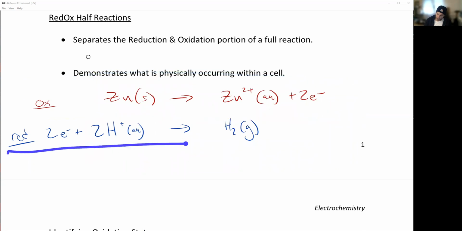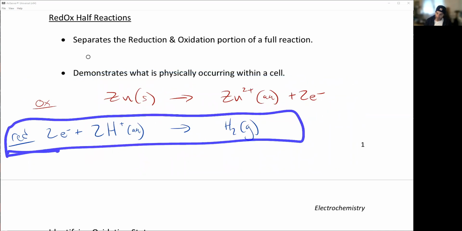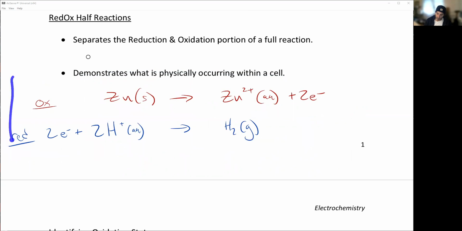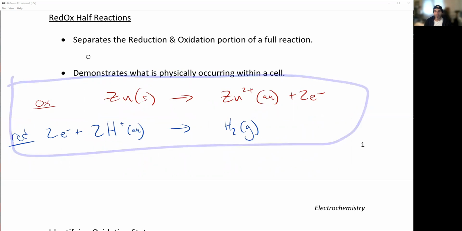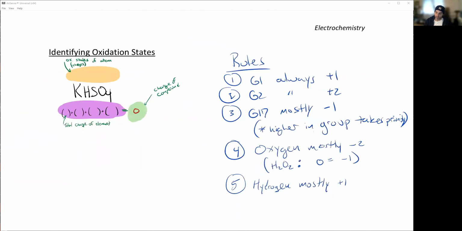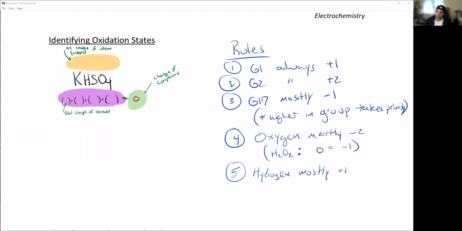And this is the reduction half reaction. We have to make sure it's balanced with charge, and we usually use electrons to balance the charge, but we're going to talk about that. But we can break it into half reactions, or both halves, the oxidation half and the reduction half. Okay. In order to identify oxidation and reduction, we have to identify oxidation states.